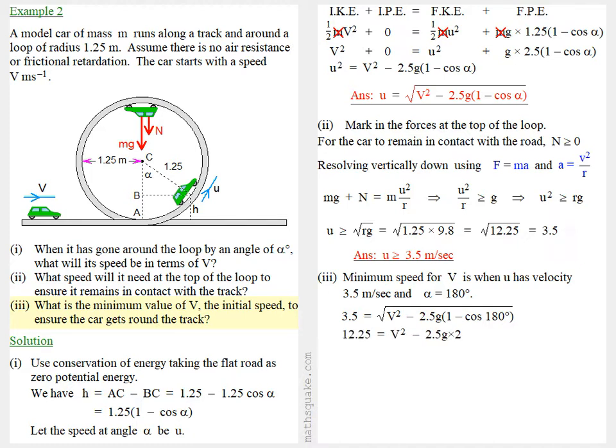Squaring both sides, that gives us 12.25 is equal to v squared minus 2.5g into 2. The cosine of 180 degrees is minus 1. So that gives us 12.25 is equal to v squared minus 49. So adding 49 to both sides, we get v squared equals 61.25, and if we take the square root, v is equal to 7.8262. So we have the minimum speed v to get round the track is 7.83 meters per second.